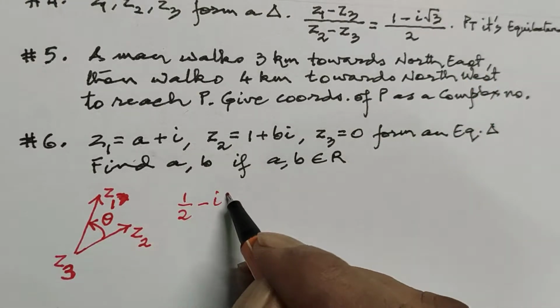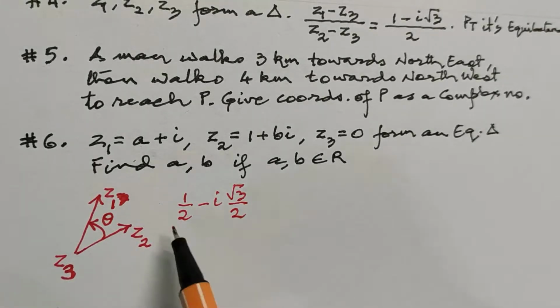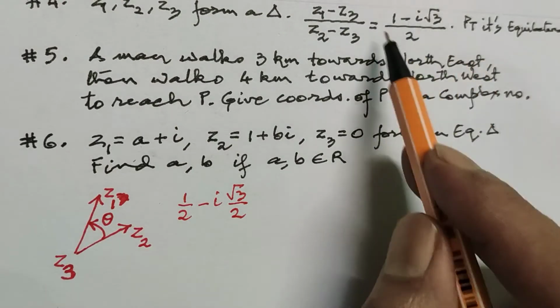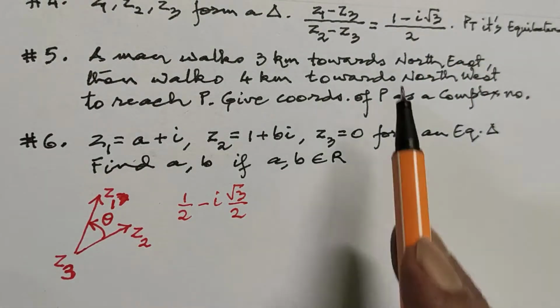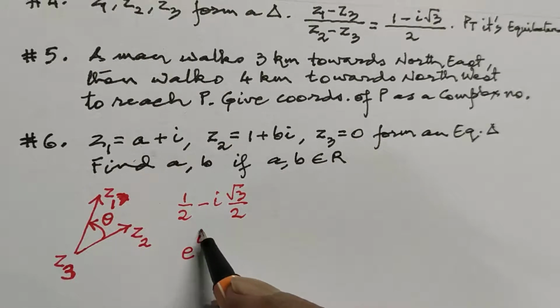Now what is this? This is half minus i into root 3 by 2, cos theta plus i sin theta. Just square them and see. 1 by 4, 3 by 4, they add up to 1. So the length of this complex number is 1, which means it is just e^(i theta). So that exactly is what they have given us.